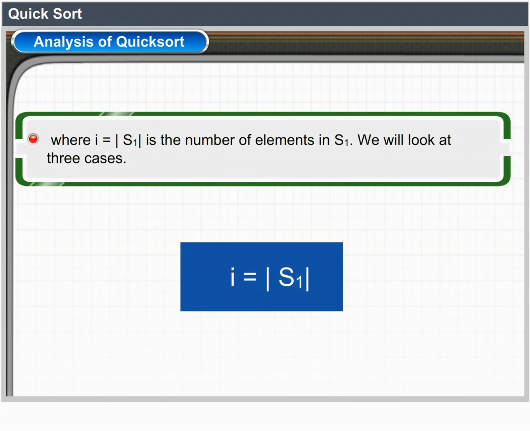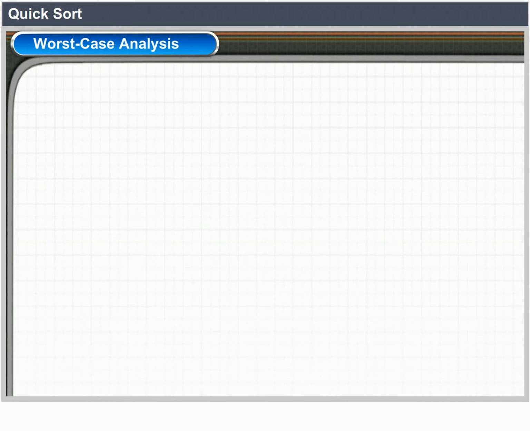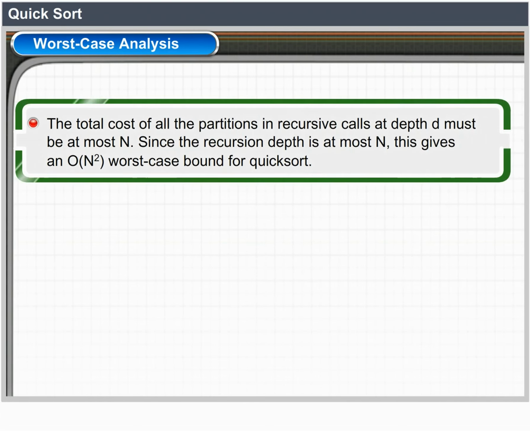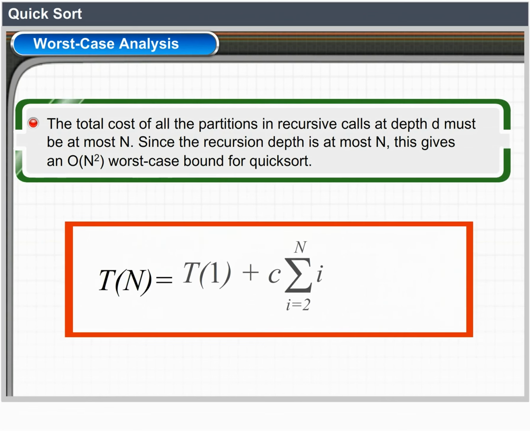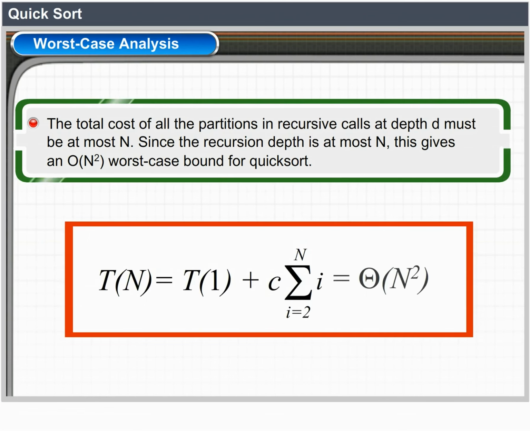Worst case analysis. The total cost of all the partitions in recursive calls at depth d must be at most n, since the recursion depth is at most n. This gives a big O of n squared worst case bound for quicksort. T of n equals T of 1 plus c into the summation of i equals 2 to n of i, which equals big theta of n squared.